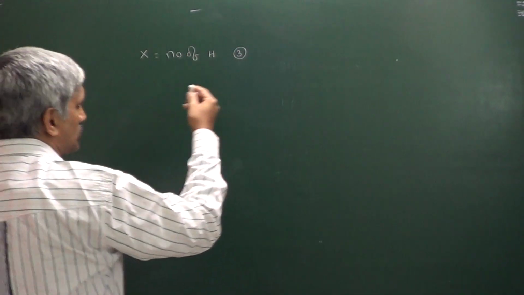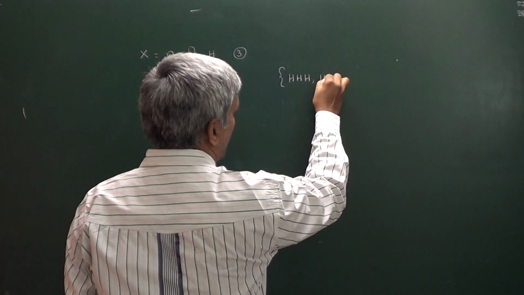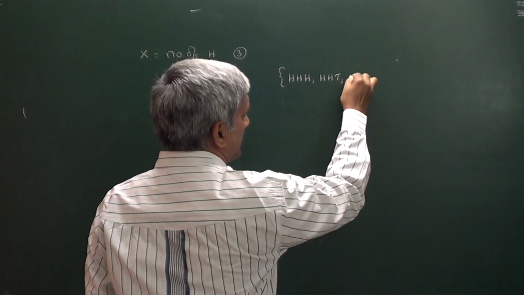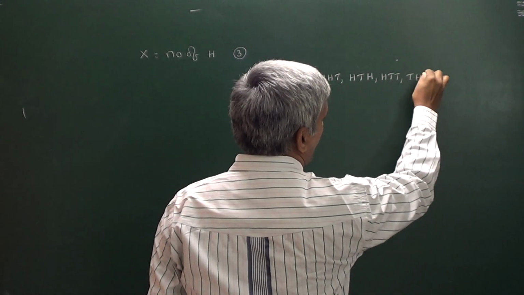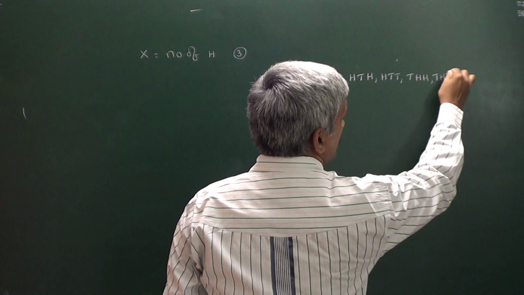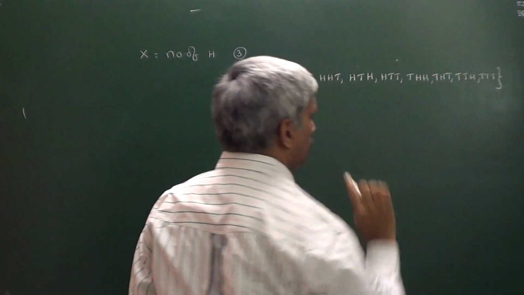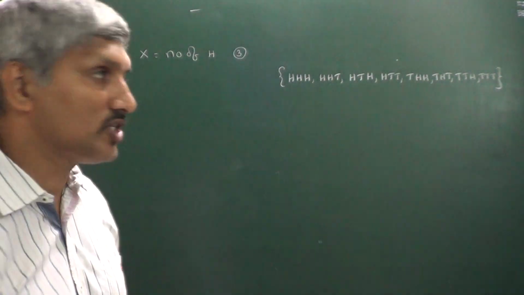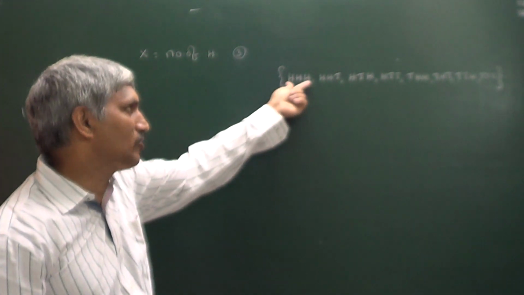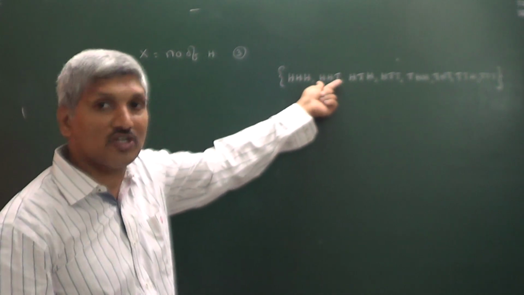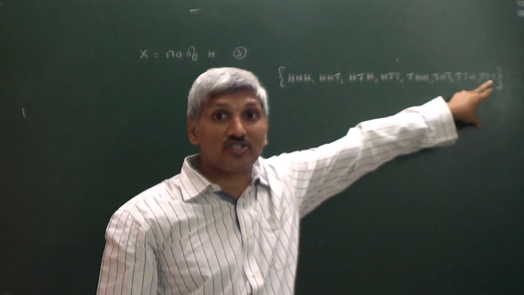Now when a coin is tossed 3 times, you know the possibilities. H, H, H is one possibility. The next possibilities are H, H, T; H, T, H; H, T, T; then T, H, H; T, H, T; T, T, H; and T, T, T. So these are the possibilities when a coin is tossed 3 times. Now X denotes the number of heads. Here the number of heads is 3. Here the number of heads is 2. Here the number of heads is 1. Here the number of heads is 0.